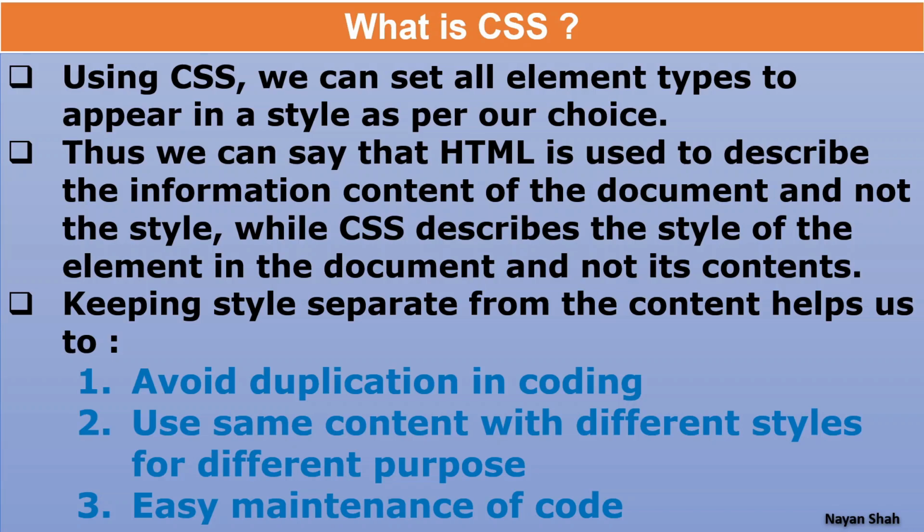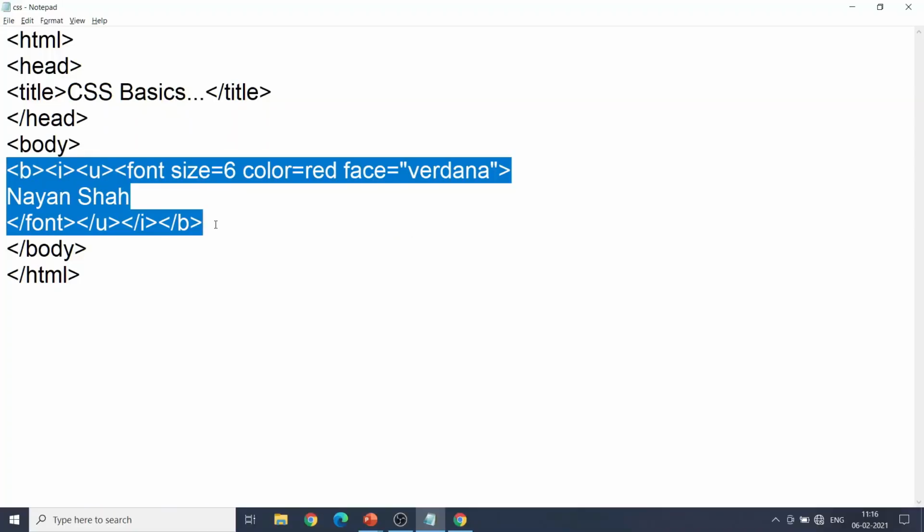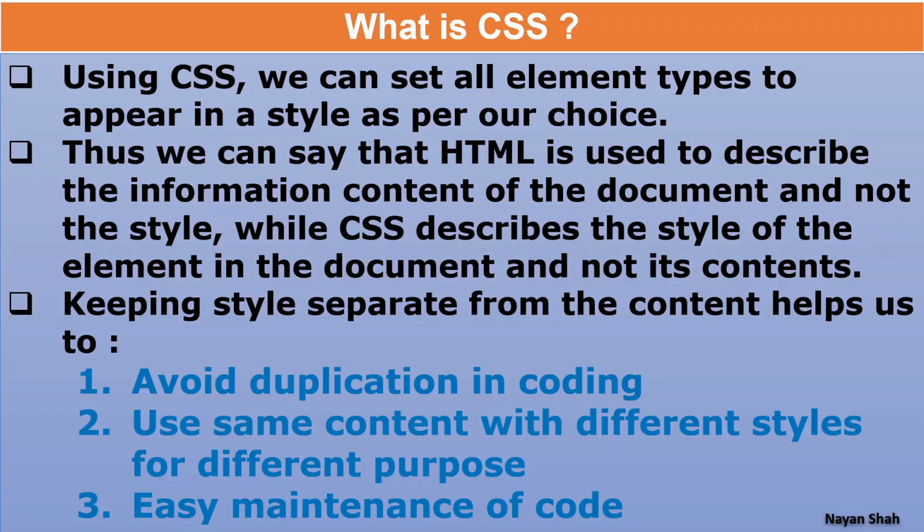In simple language, when we were using content and presentation together, now using CSS we will be displaying content and style separately. Style will not contain content and content will not contain style. That is what CSS, Cascading Style Sheet, wants to say, where we separate content from presentation. Keeping style separate from the content helps in many ways. First and most important, it avoids duplication in coding.